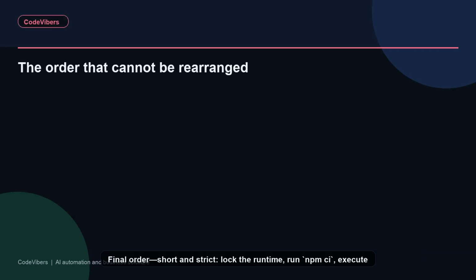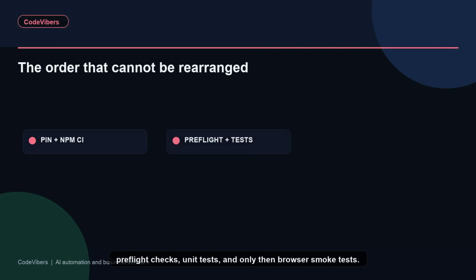Final order. Short and strict: lock the runtime, run npm CI, execute preflight checks, unit tests, and only then browser smoke tests. Do not replace npm ci with a regular npm install in CI. Automatic lockfile updates mask the very class of errors we aim to detect.